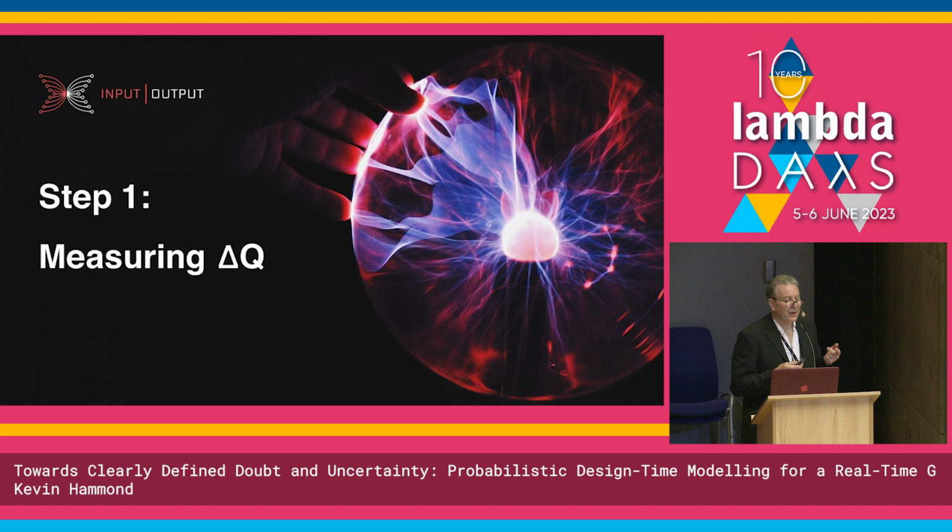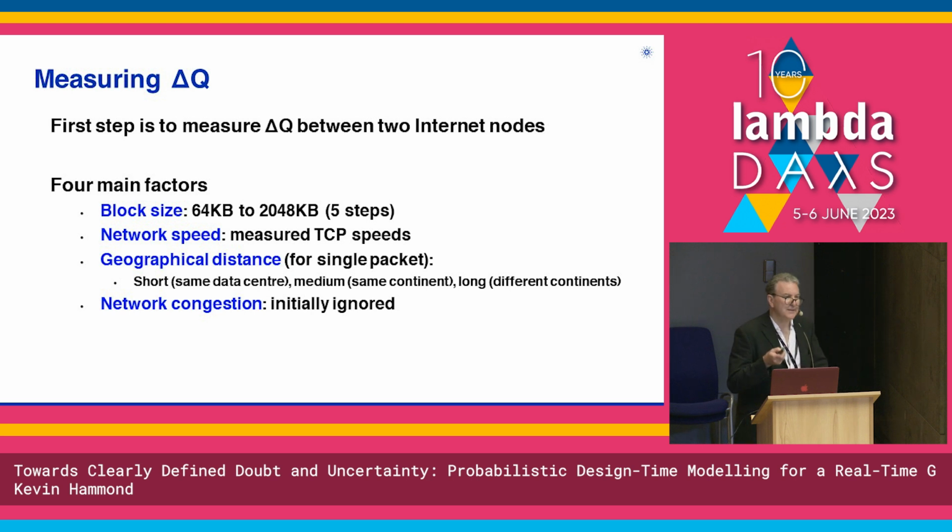So the first step in the process is to measure the underlying delta Qs, the Bs to Cs, so you can build up the overall delta Q graph. Four main factors are the block size, the network speed, which is measured from TCP/IP, actual real-world figures, the geographical distance you're covering, because, as I said earlier on, the speed of light is not amenable to manipulation. You have to live with that regardless. And issues like network congestion, which was initially ignored in the analysis, but which we are now considering.